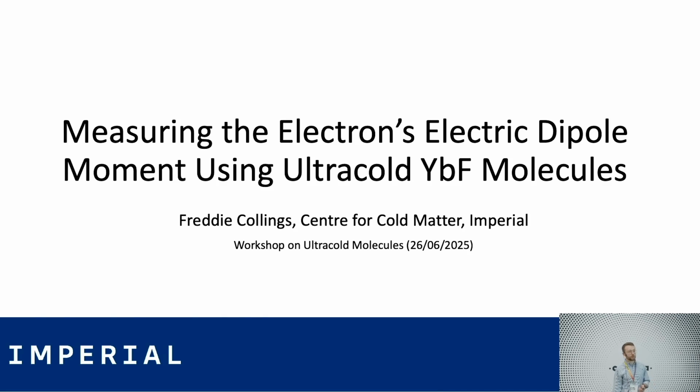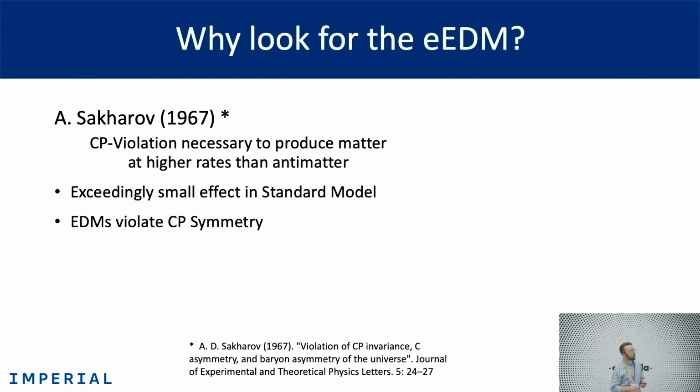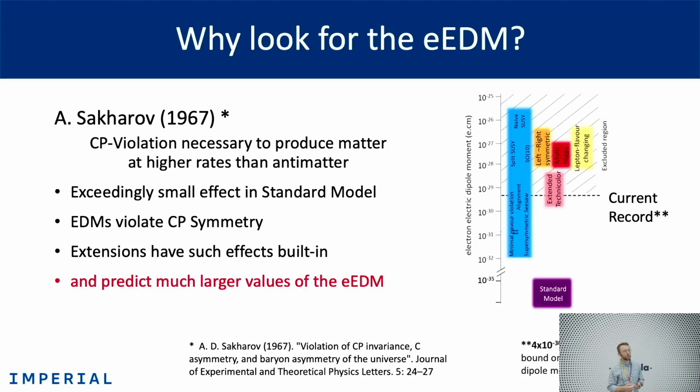It's a fairly brief talk, but luckily Tim Langen has told us that this is a good thing to do, to look for the electric dipole moment of the electron. As a brief motivation, we know that there's not enough CP violation in the standard model to explain why there's more matter versus antimatter in the universe. And luckily, electric dipole moments violate CP symmetry, so lots of the beyond standard model physics have electric dipole moments built in. By testing for an electric dipole moment, we can directly probe for beyond standard model physics.